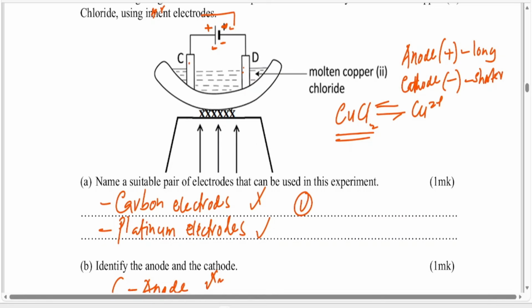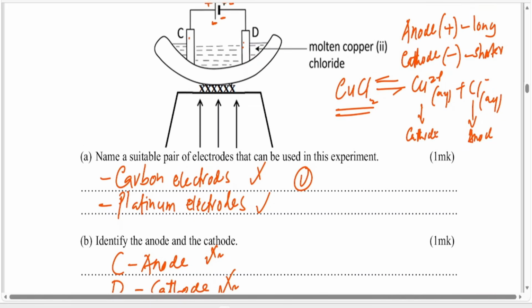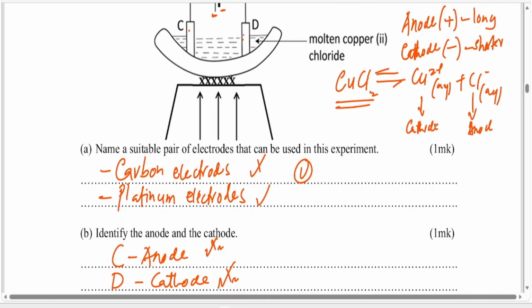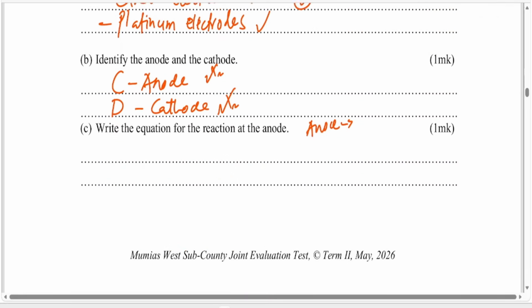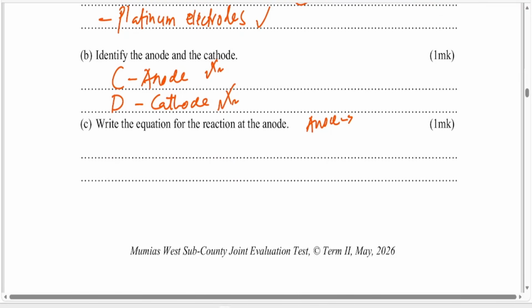Remember, this is a binary electrolyte, and we also have chloride ions. In this case, the chloride ions are going to be attracted to the positive terminal, which is the anode, and the copper 2 ions are going to be attracted to the cathode, which is the negative terminal. So we have copper ions attracted to the cathode, and chloride ions attracted to the anode. So in this case, we are to write an equation at the anode. We are going to focus on the chloride ions. Chloride ions are going to move to the anode, and at the anode, that is where oxidation occurs.